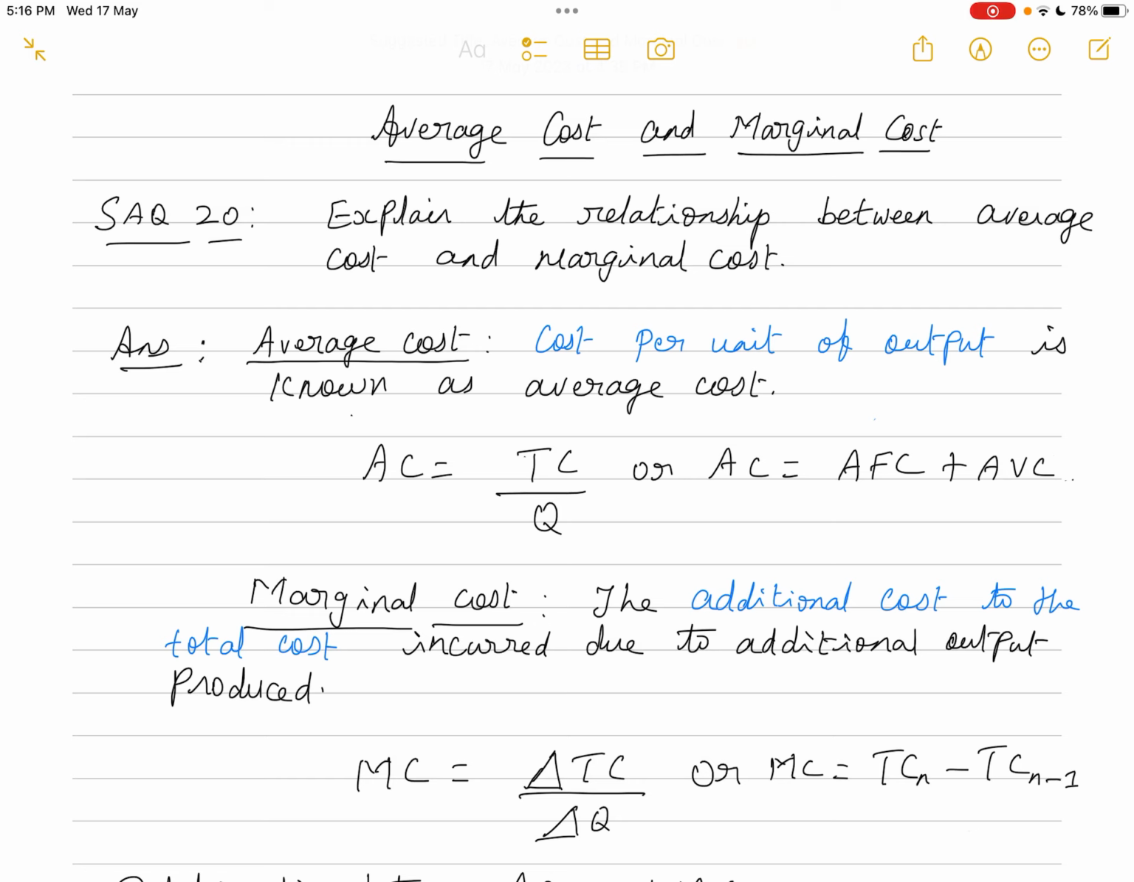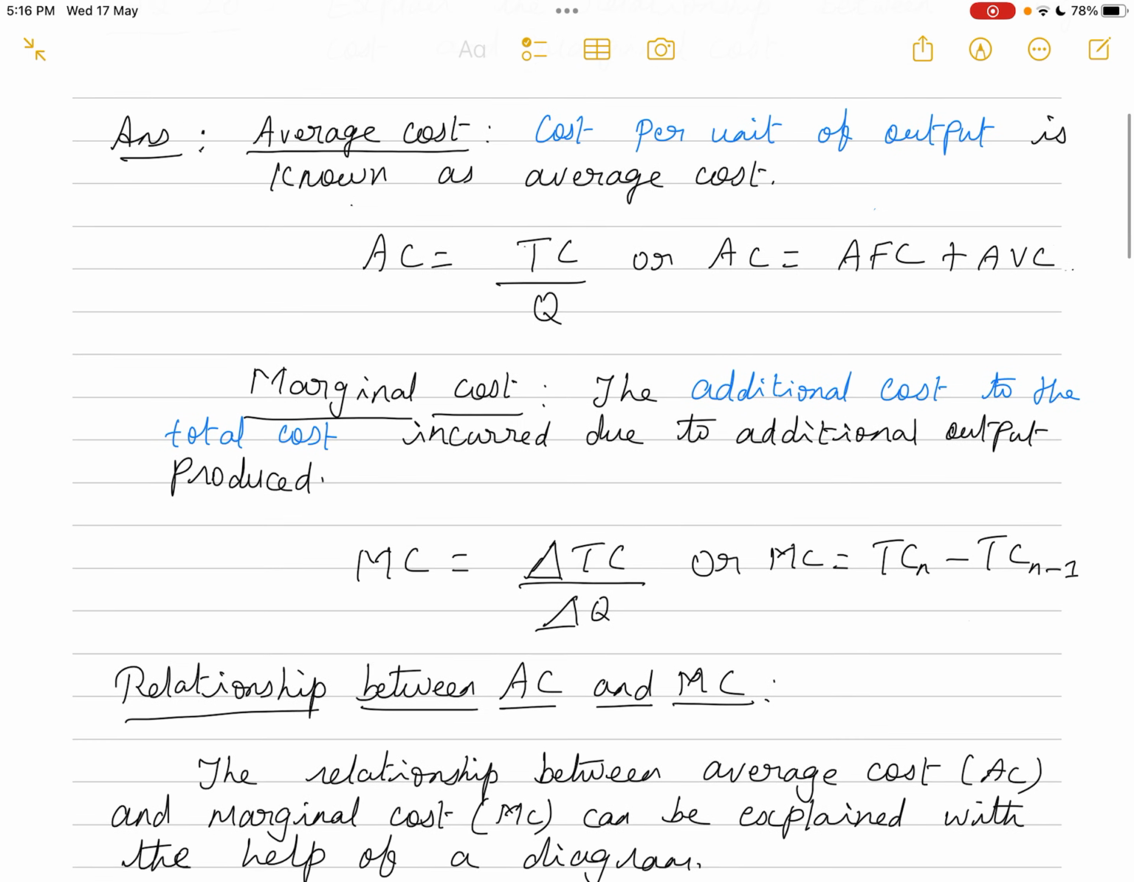Or there is another way of calculating. AC is equal to AFC plus AVC. AFC is average fixed cost and AVC is the average variable cost. So together, fixed cost and variable cost constitute the average total cost, that is average cost. Okay, normally we say AC, that means average total cost. And what is marginal cost?